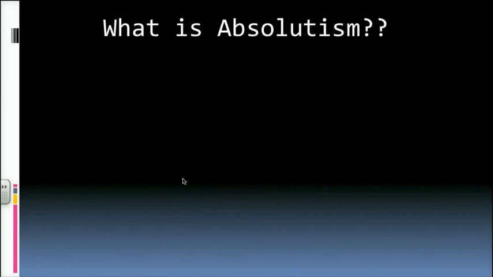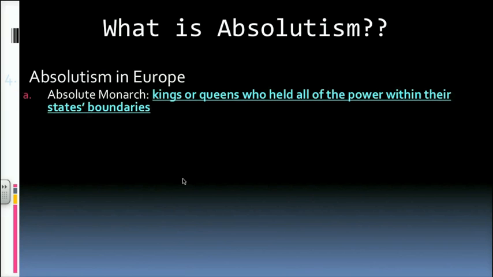We want to start with our question, what is absolutism? To understand how the French Revolution occurs, we have to have a fundamental working knowledge of absolutism. So here's our definition. Absolutism is really an absolute monarch. They are really describing the same thing. So an absolute monarch are kings or queens who held all of the power within their state's boundaries. And state is a political term that typically defines a country. So we could use country in that spot instead. But it's somebody who has total control.